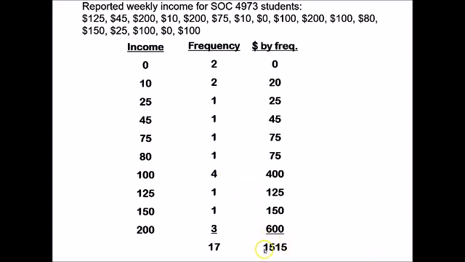So, what do we do next? We, of course, divide this $1,515 by the number of cases in our population up here. And that comes out to $89. So that would be the mean for our students in that particular class, at least as reported by them. Not to say that they're necessarily reporting their true incomes. Okay, well and good.